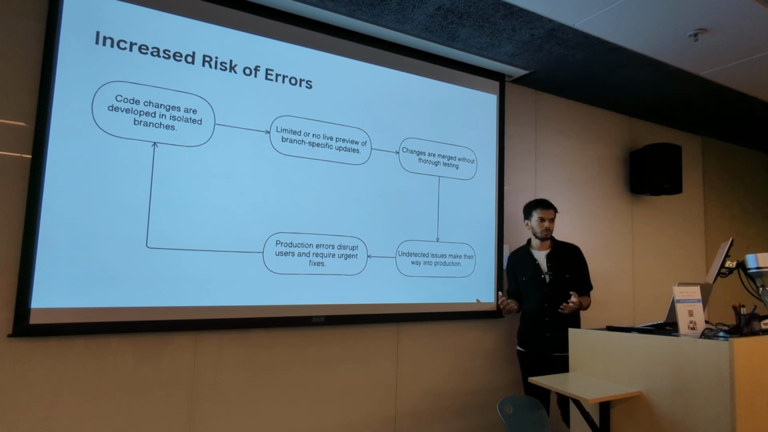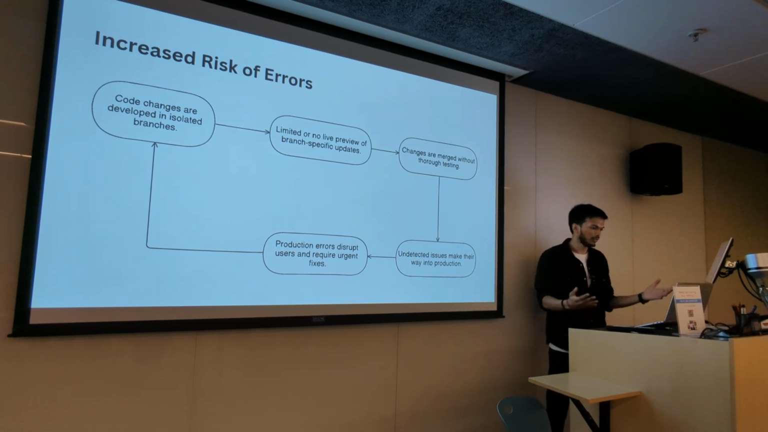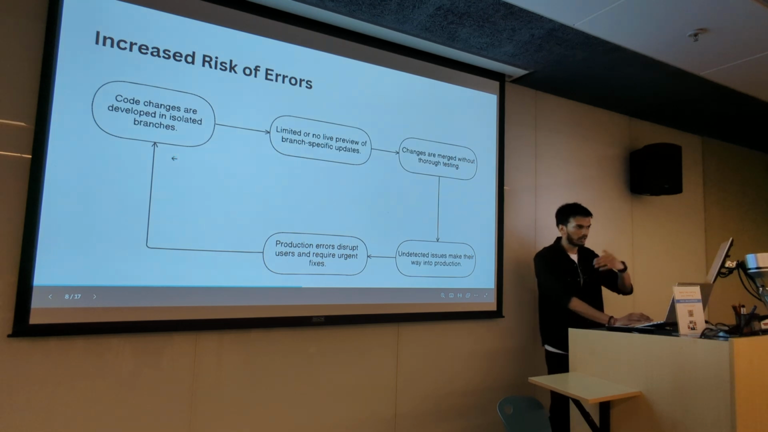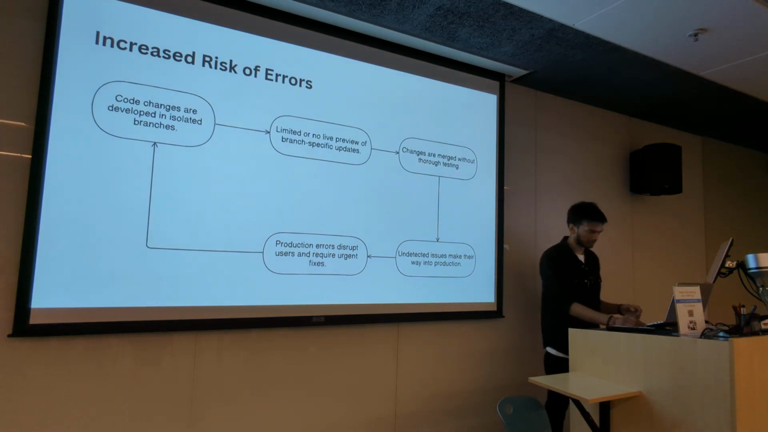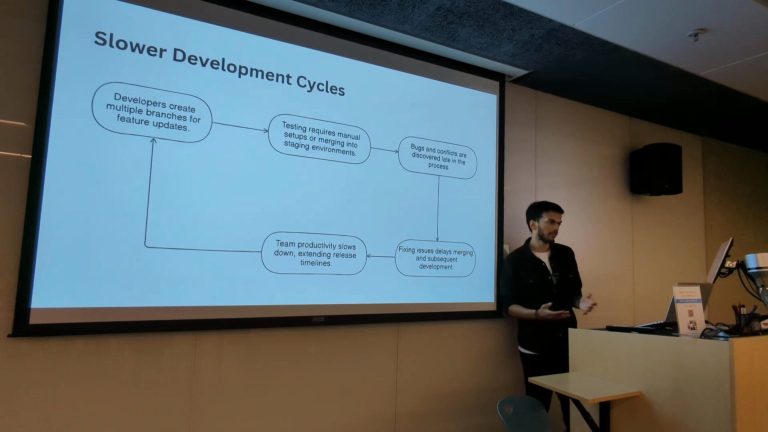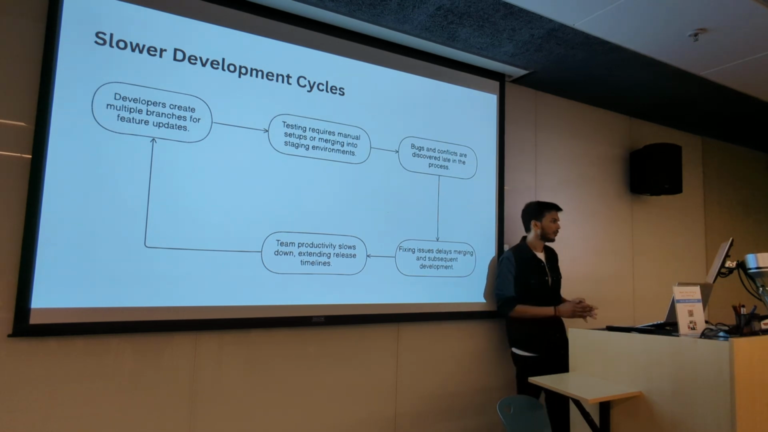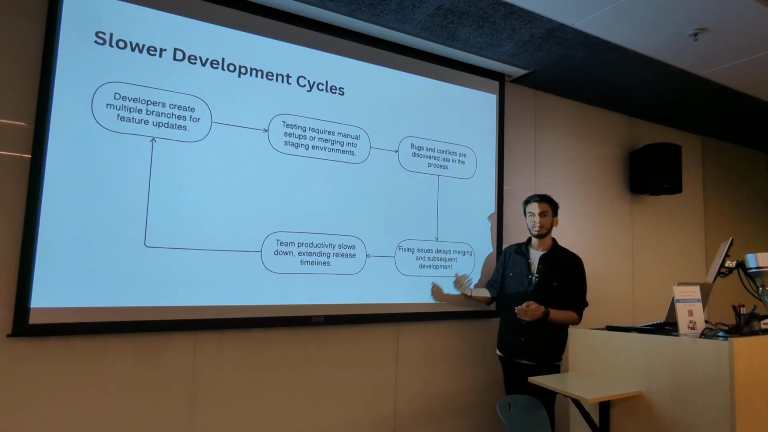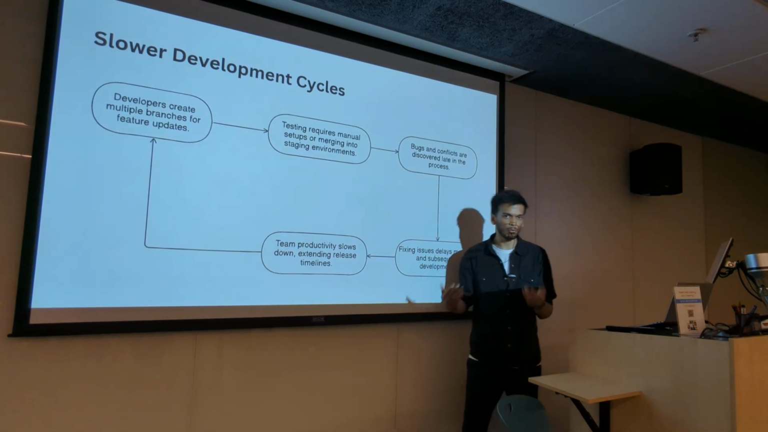The developer might have to urgently work on a specific feature, right? Again, the developer will come back and have to work on a new branch, and this cycle will go on. Next is the slower development cycle. Whatever I have spoken about till now, if these problems occur, they will obviously lead to a slower development life cycle, right?